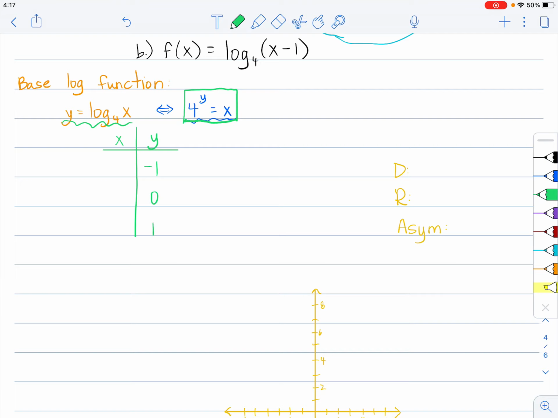And where are we going to plug that into? We are going to plug it into x equals 4 to the y. So I am saying that x equals 4 to the -1, or 1/4. x equals 4 to the 0, or 1. And x equals 4 to the 1st, or 4.